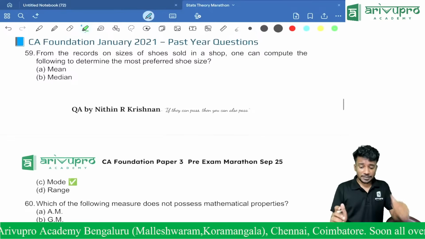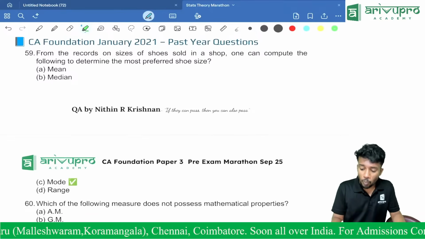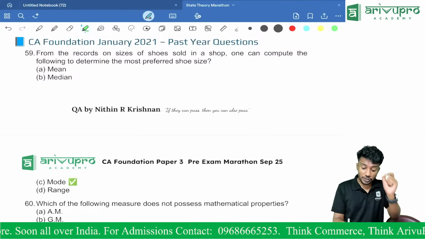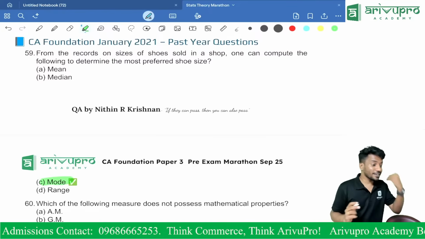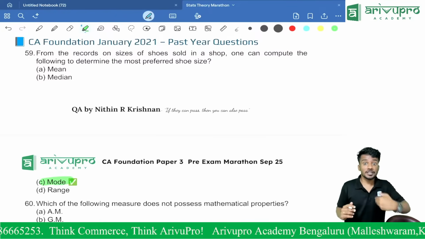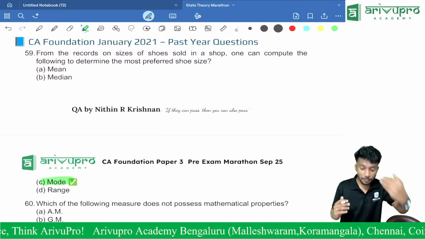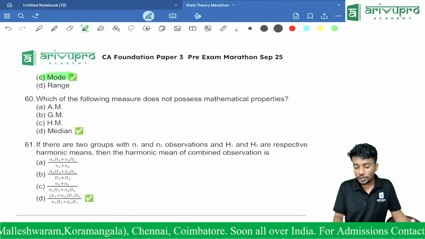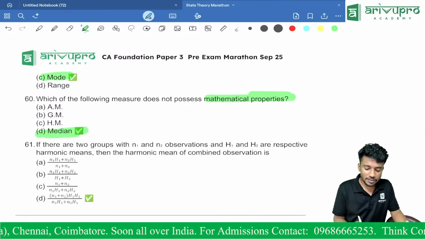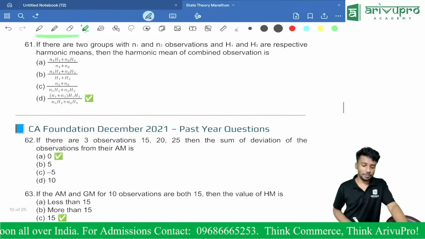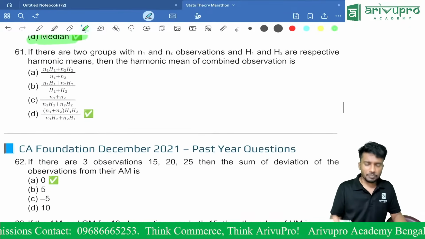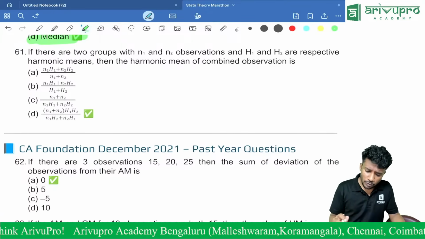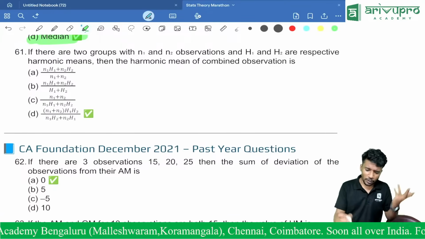From the records of sizes of shoes sold in a shop, one can compute the following to determine the preferred shoe size: mode. I told you, in the retail market, whenever something is sold the most number of times, that is the preference. So the answer is option C, mode. Which of the following does not possess a mathematical property? Median does not possess a mathematical property, because we are just taking the middle value. That's all right. Another question which we already solved.